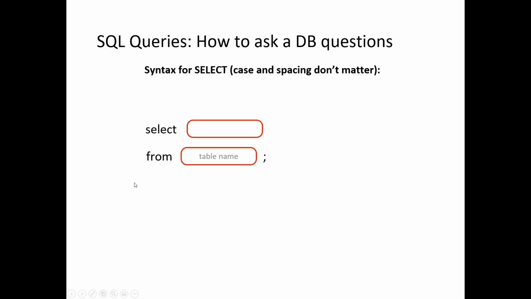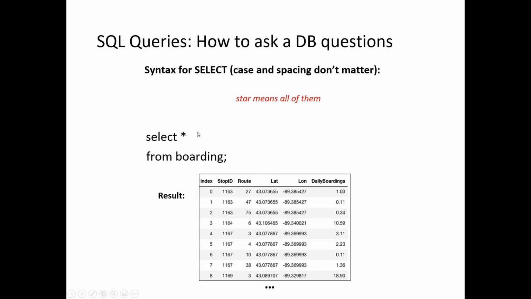All right, so rewind a second. Let me tell you a little bit more. From is going to require the name of a table. So for example, if I want to know how many people are getting on the bus, I'm going to be selecting from the table boarding. And then I need to tell it which columns I want to get. So star will get me every single column. It'll give me the whole table.